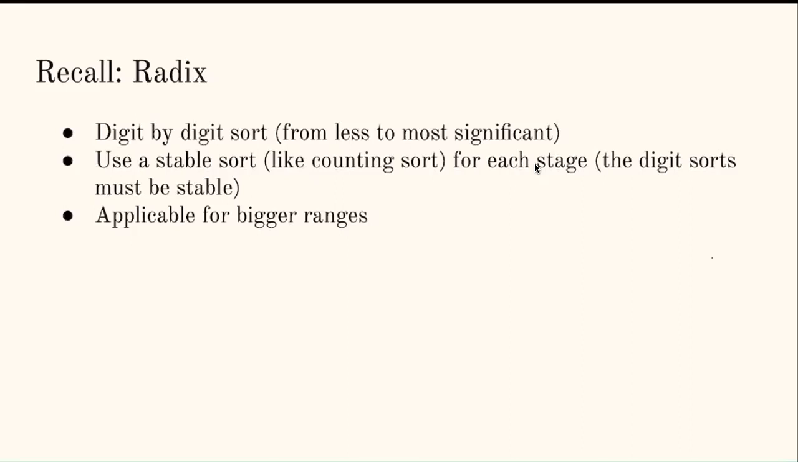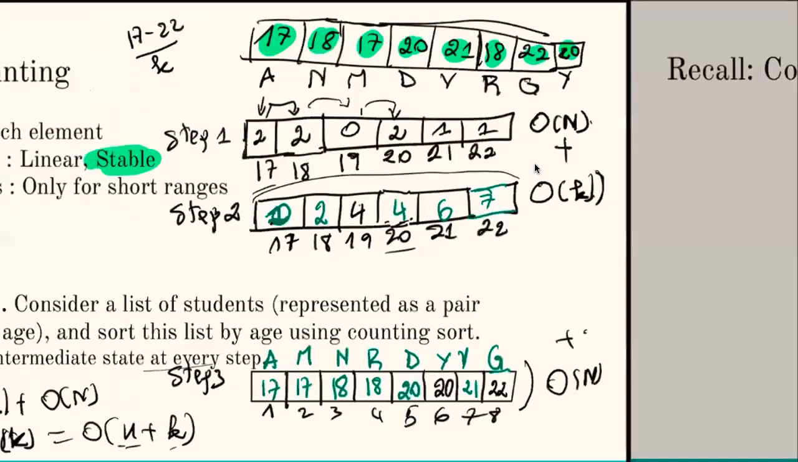In Radix Sort, the numbers are divided into digits and sorted digit by digit, from the least to the most significant. It uses a stable sort algorithm, like counting sort. For each stage, the digit sort should be stable, because if it's not stable, after sorting by the second digit, you can misorder the sorting that you did before. That's why it should be stable.